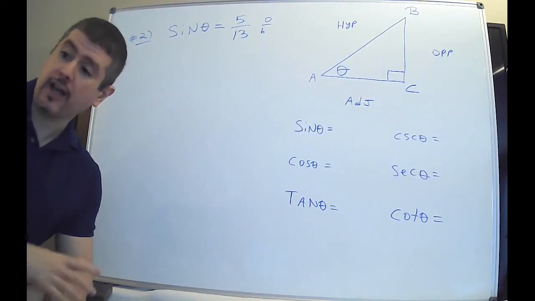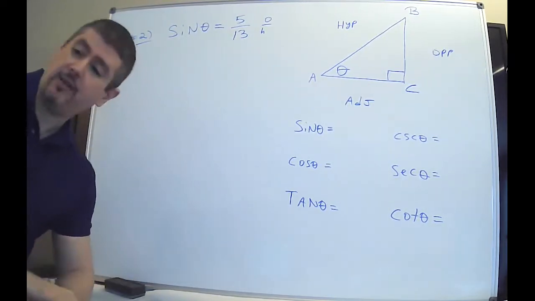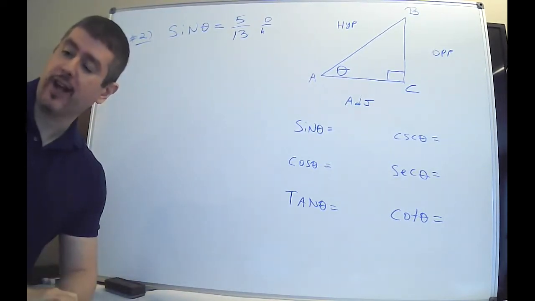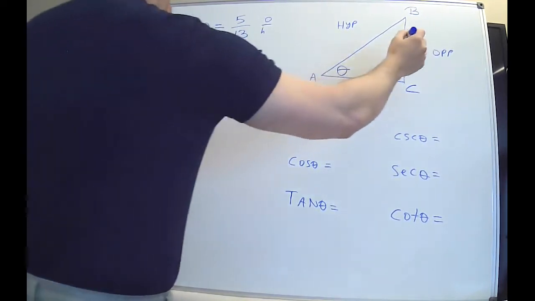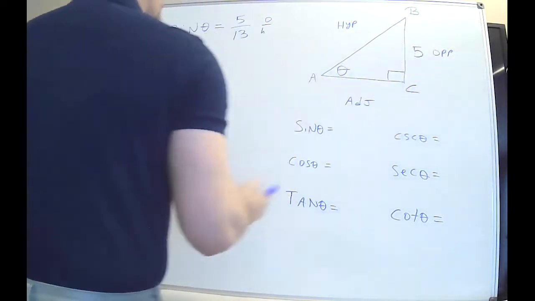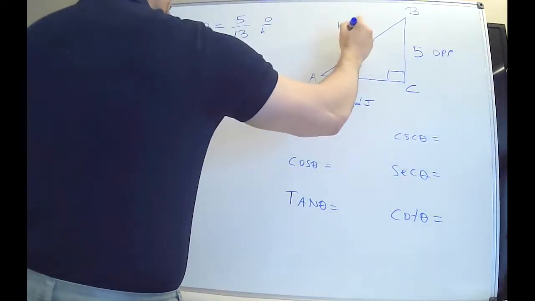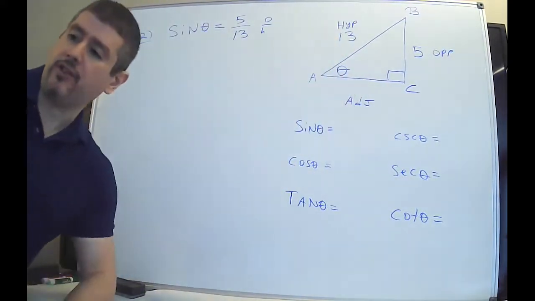I don't use SOHCAHTOA. I use my acronyms. Like I said, I have my own and I will never forget them. That's how I always remember how it goes. So my opposite side is 5. My hypotenuse is 13. Now I want to point out what I said in class.